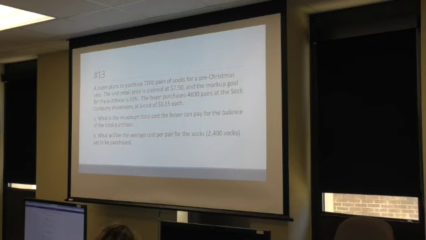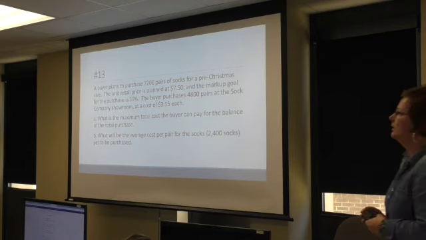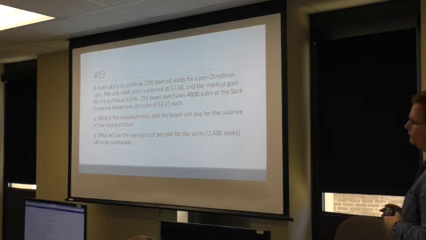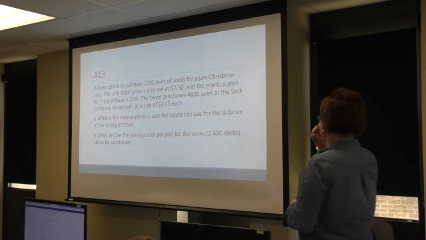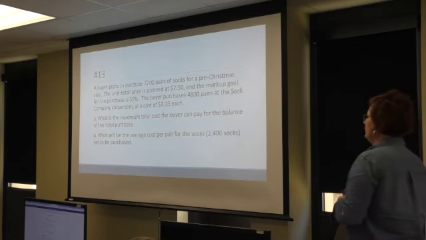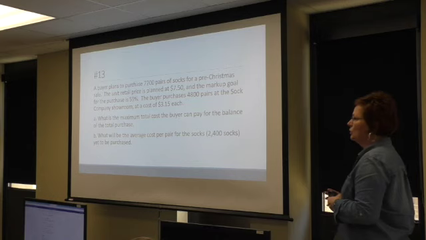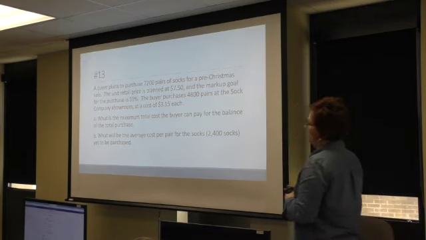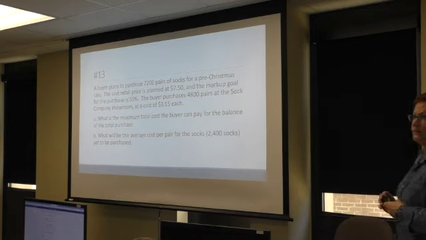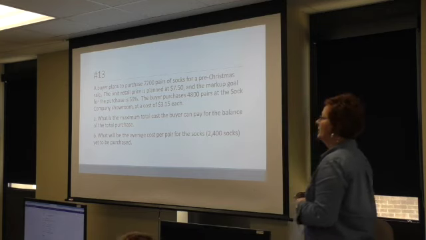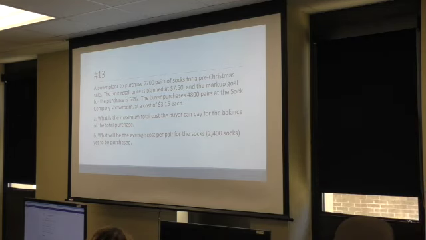So you might see something similar to this. This could be the other Excel problem. And then we're going to work on markdown cancellation. A buyer plans to purchase 7,200 pairs of socks for a pre-Christmas sale. The unit retail price is planned at $7.50. The markup goal for the purchase is 59%. The buyer has purchased 4,800 pairs at the sock company showroom at a cost of $3.15 each. What is A, the maximum total cost the buyer can pay for the balance of the total purchase? And what will be the average cost per pair for the socks yet to be purchased?